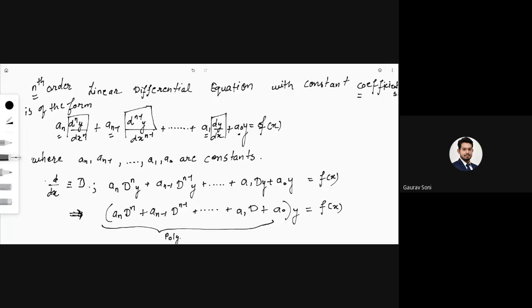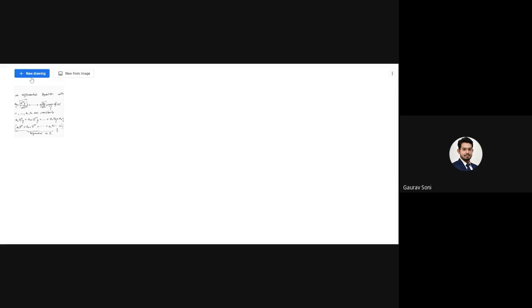Polynomial in D. So D is the variable in this case. Fine. So we will see what we have to do with this polynomial later on. Before that, we will talk about classification of this linear differential equation.